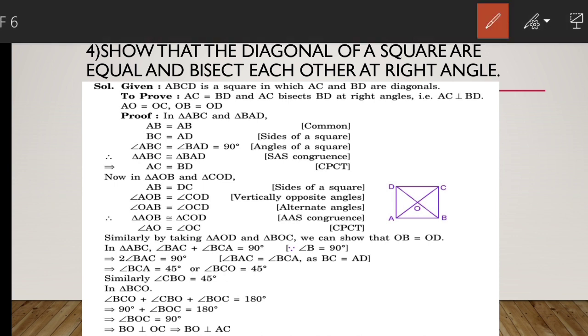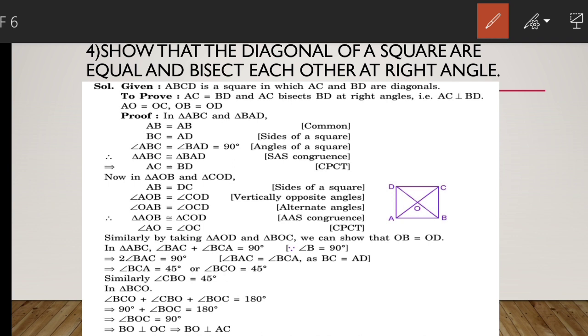So for sum number 4, it is said, show that the diagonals of a square are equal and bisect each other at right angle. So we have ABCD as a square and the diagonals AC and BD bisect each other at 90 degree. This we have to show. So the diagonals are equal, that is given. AC and BD are equal.